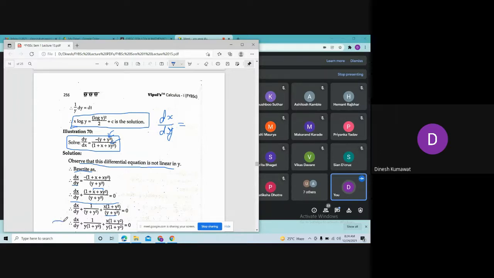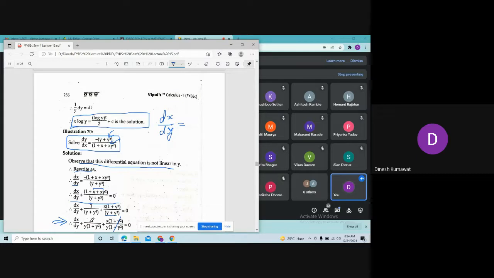Observe the last statement and tell me, is it clear to everyone or not? Yes, is this clear to everyone? Yes, sir. किसी को कोई प्रॉब्लम? No, sir. Okay, so this get cancelled.